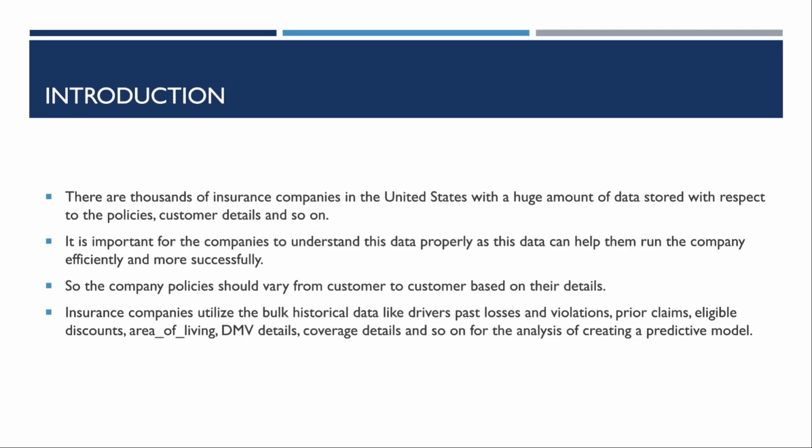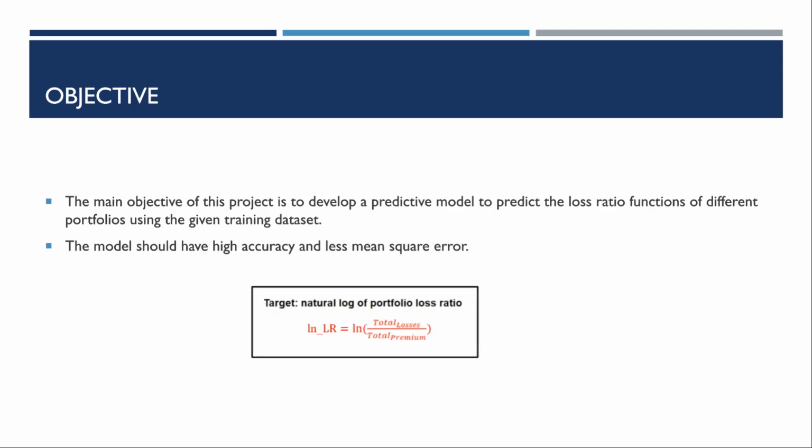So coming to the objective. As I said earlier, the objective of this project is to develop a predictive model to predict the loss ratio function. The model that we develop should have high accuracy and less mean square error, which means the best model we can come up with. So the formula we use for this is the natural log of loss ratio, that is ln of total losses by total premium. These two attributes are given in the training data by the professor. So moving on.